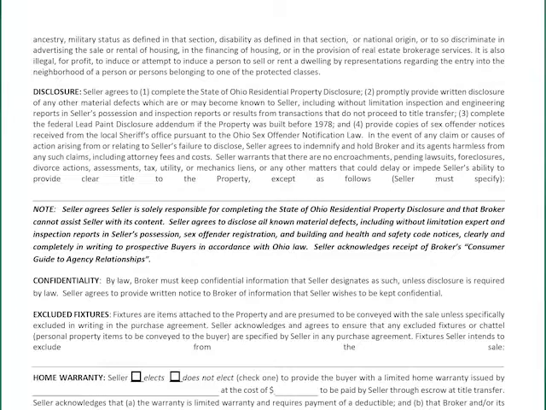And once again, the disclosure is not a legally binding contract. You fill it out to the best of your ability, and I encourage all people who have any kind of knowledge about the property to fill it out. So that's the disclosure section.